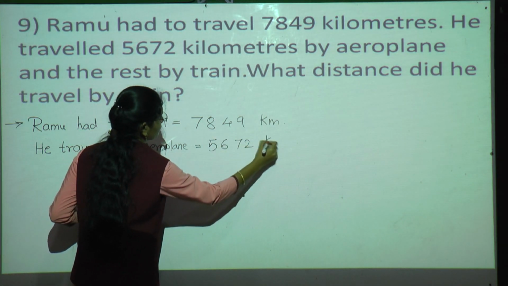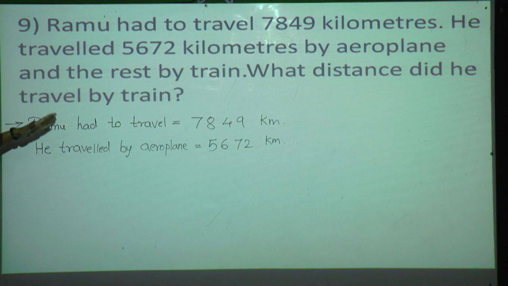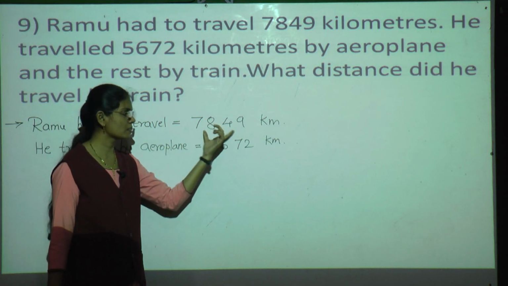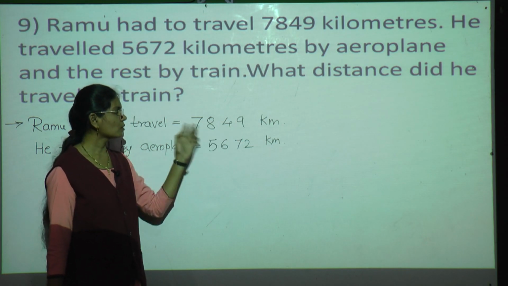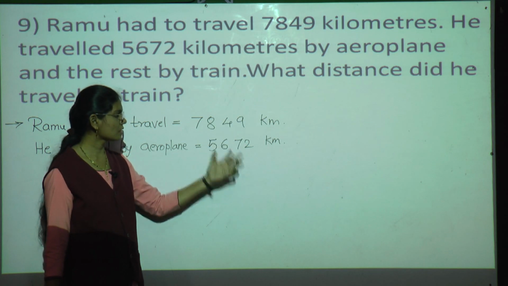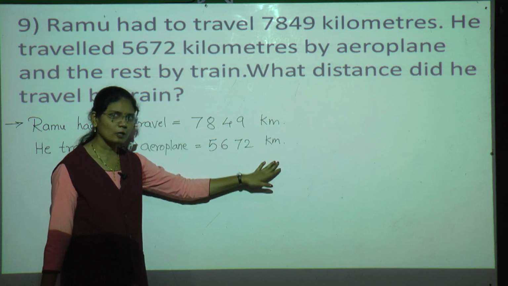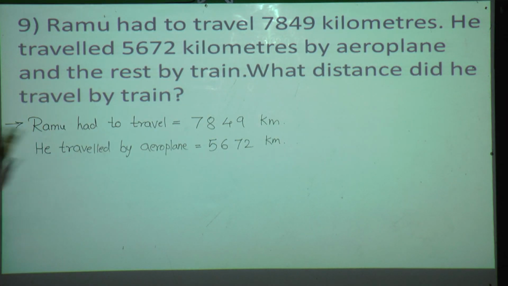5672 kilometer. And what is the question? What distance did he travel by train? Okay, now see, Ramu had to travel this much distance, that is 7849. Out of this total distance he traveled by aeroplane 5672 kilometer, and the remaining distance he will travel by the train. So we have to find out what distance he traveled by the train.